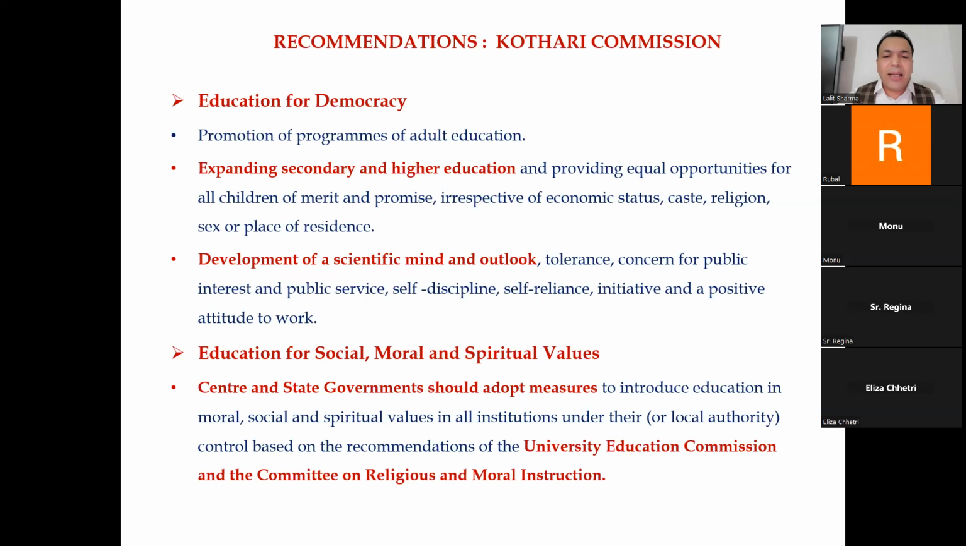Next, expanding secondary and higher education. Guys, at that time there were no secondary education schools. Secondary education means 9th, 10th, +1, +2. The schools went only up to 5 or 8, and there was no organized system. So expanding secondary and higher education and providing equal opportunity for all children, irrespective of economic status, caste, religion, sex, or place of residence.